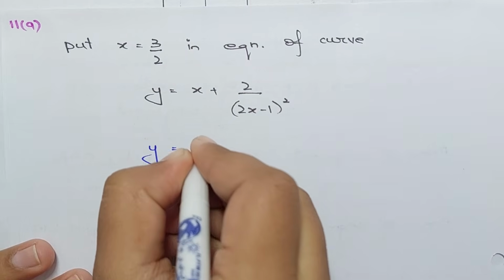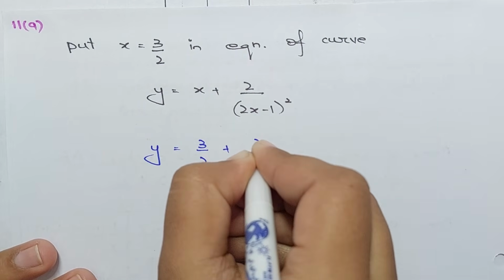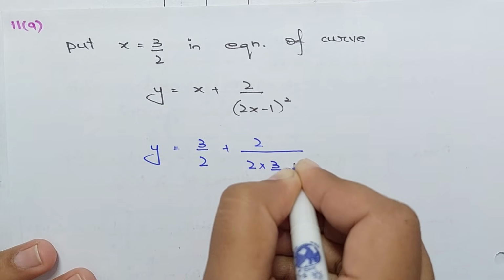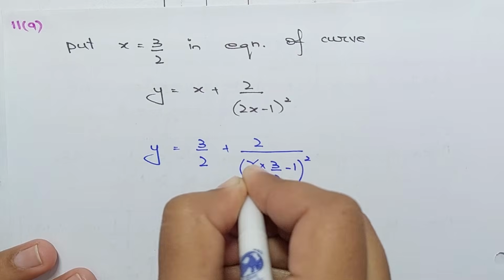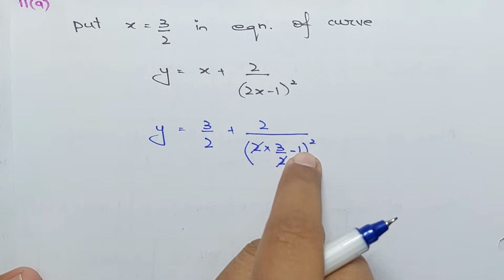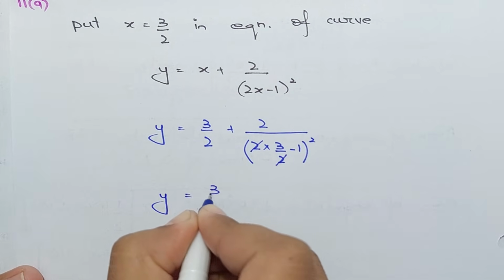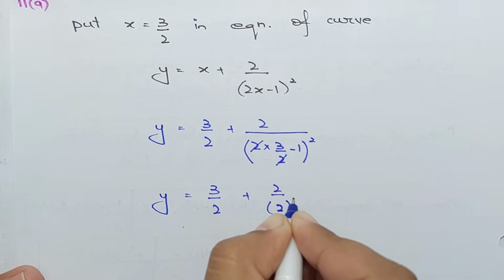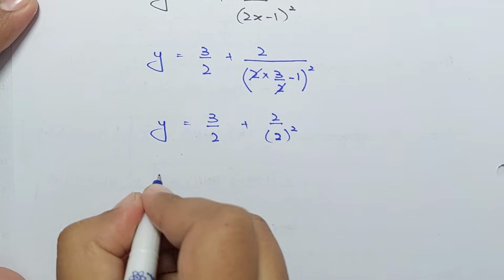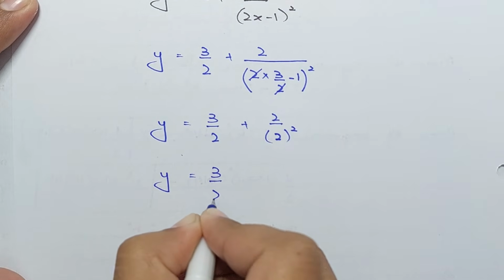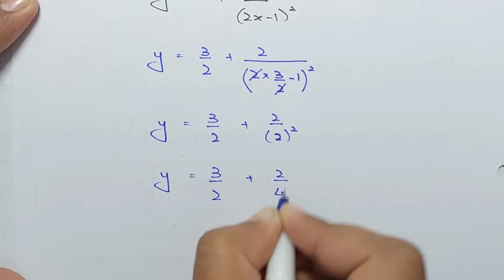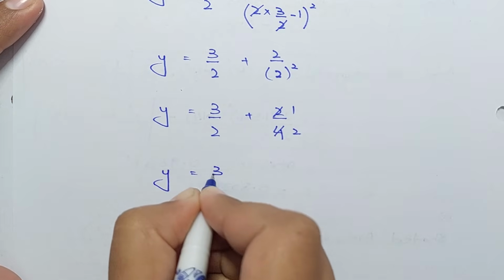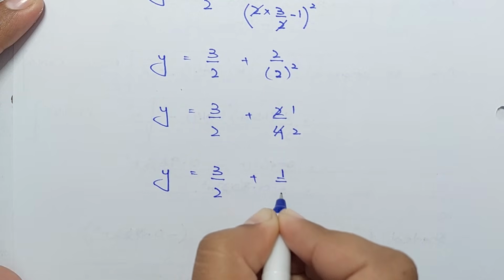So y would be equal to x, which is 3 by 2, plus 2 divided by (2 into 3 by 2 minus 1) whole square. So this 2 and 2 cancel out. 3 minus 1 is 2. So y equals 3 by 2 plus 2 over 2 square. Okay, y would be equal to 3 by 2 plus 2 over 4. 2 times 1 is 2, 2 times 2 is 4. So the y coordinate is 3 by 2 plus 1 by 2.